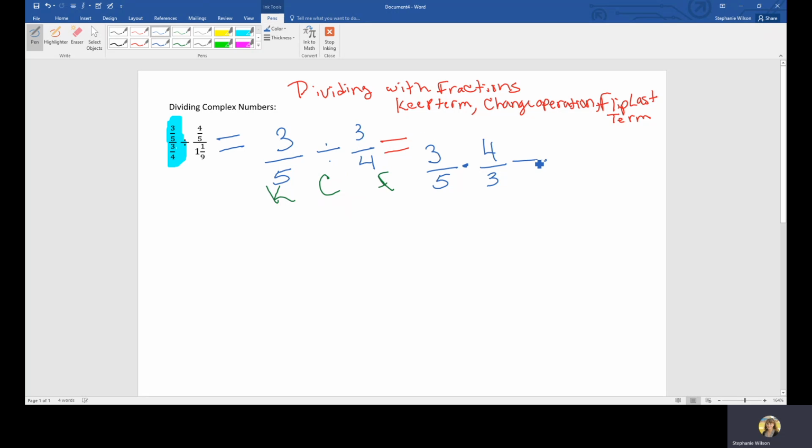Once I do that, I've got it in multiplication form, and I ask myself, is there a number on top that will reduce with a number on bottom? And I do see one. 3 goes into 3 one time, so that becomes a 1, and that becomes a 1. Now I've got 1 times 4, which is 4, divided by 5 times 1, which is 5. So now I have my first term taken care of. I'm going to come over here and put 4/5, and it's all going to be divided by this other side.